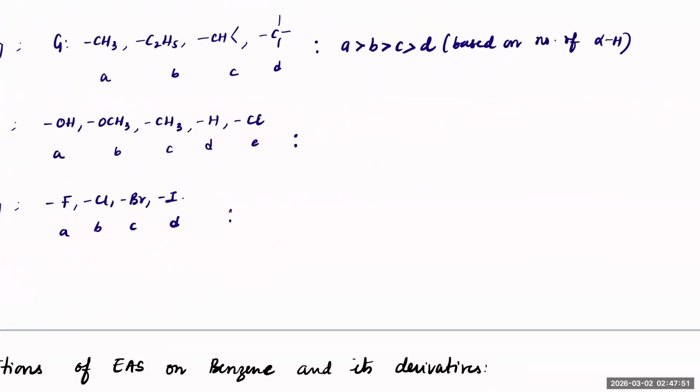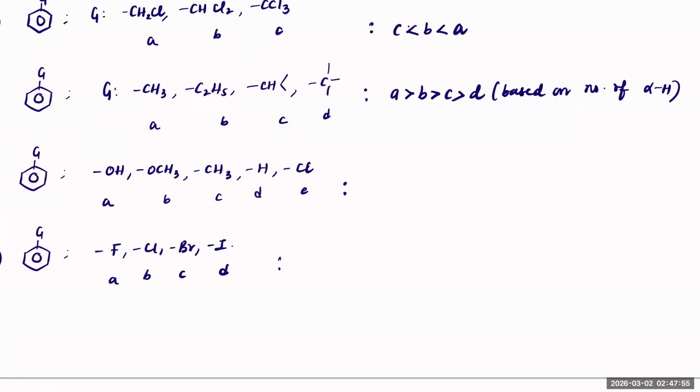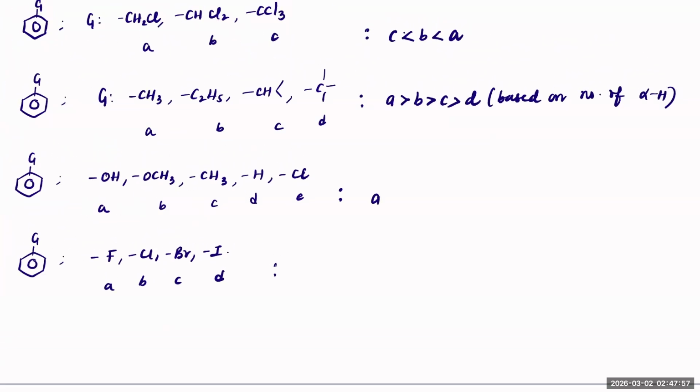Next one, we have OH, OCH3, CH3, H and chlorine. In this case, you know that OH is very strongly activating, then OCH3, then methyl, then hydrogen, and least comes chlorine.